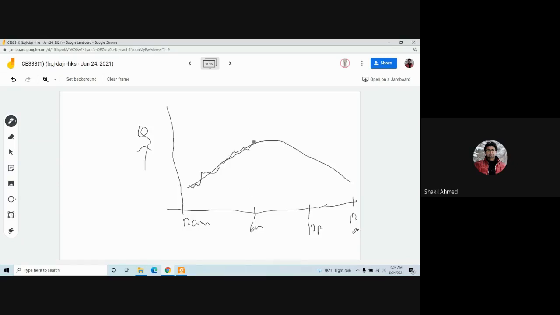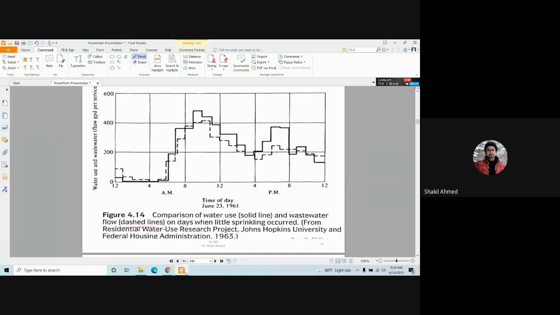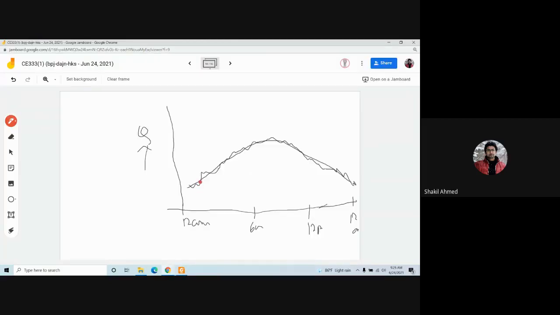Real life is like this. Are you following me? Yes, sir. If this is the characteristics of the freshwater usage, then of course the wastewater flow will follow this, because whenever you wash your hand with the fresh water, after washing your hand it immediately becomes wastewater and runs towards the sewer. So it will also be like this. Sewer flow will also be like this, right?